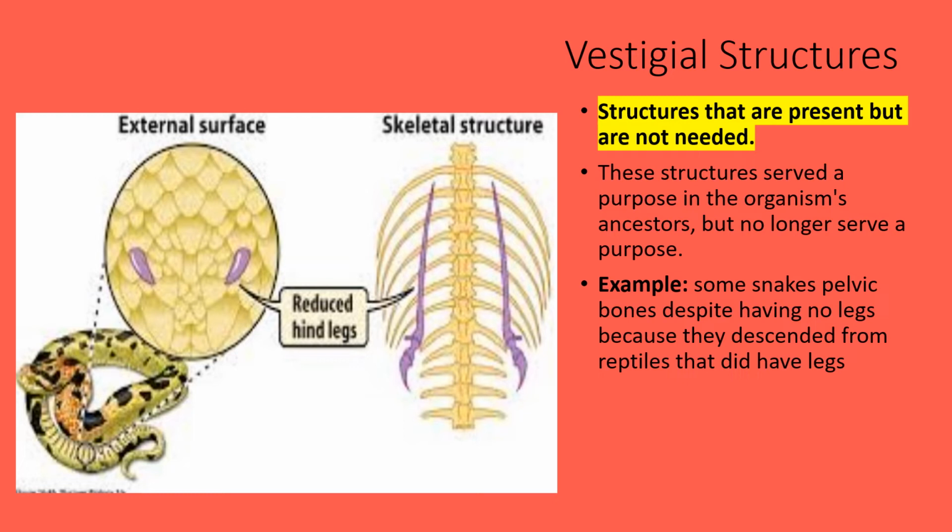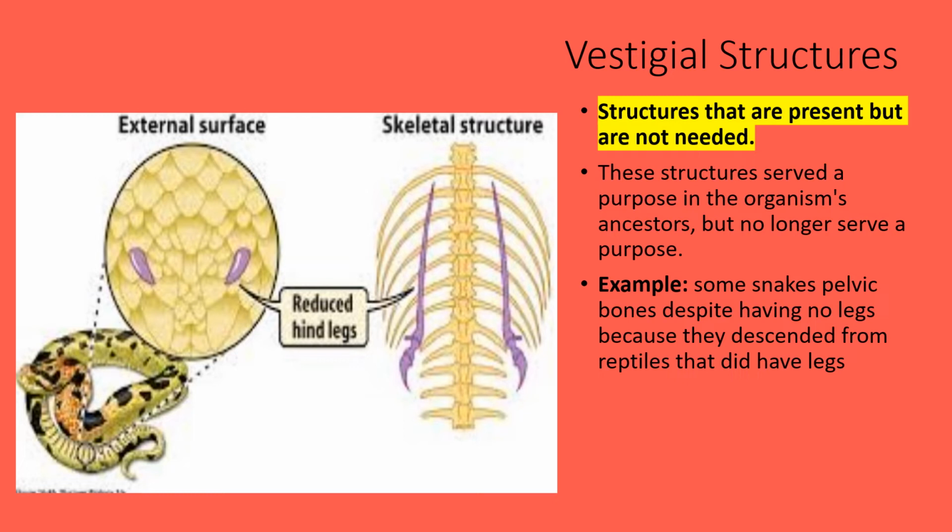Another example that I like to use is humans who have tails. When we are developing in our mom's womb, we have little tail structures, and eventually those get eroded away, and we obviously don't have tails, but some humans still have tails, and they either get them surgically removed or they have to keep them.